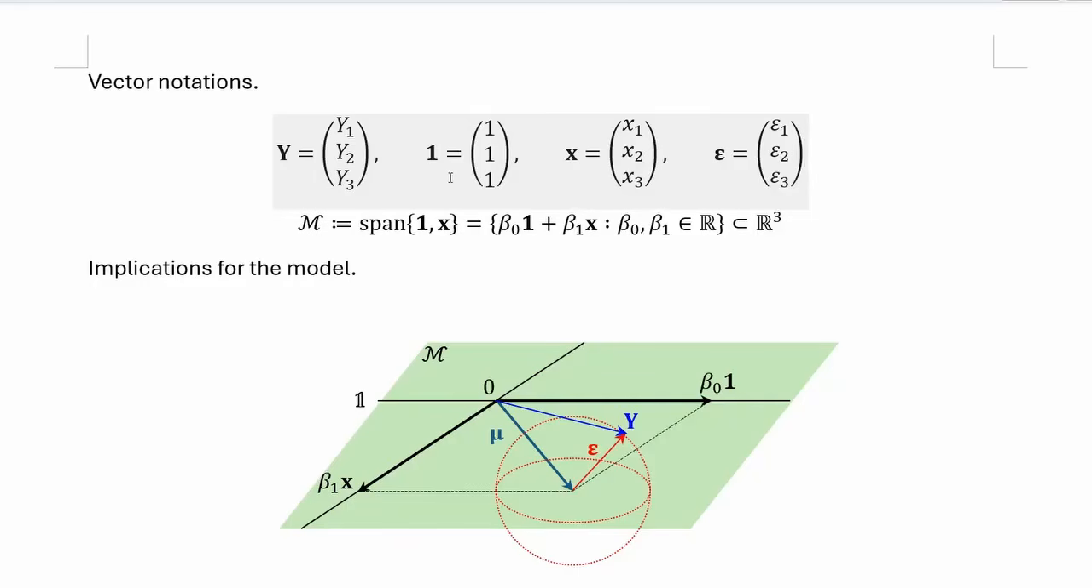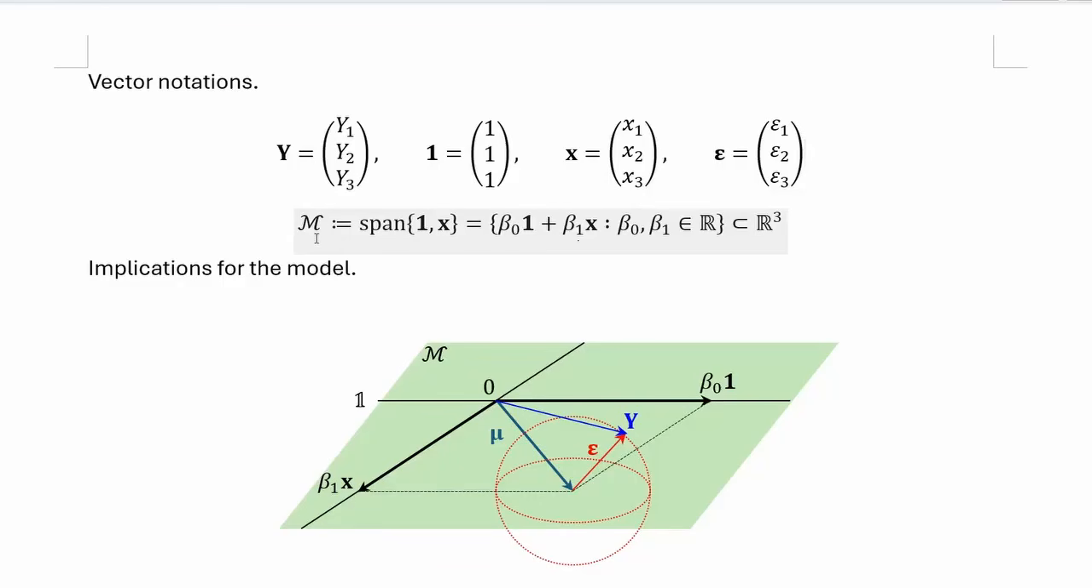And because 1 and X are fixed, they determine a plane in the space R3. That is the span of 1 and X. This consists of all the linear combinations of 1 and X. And we denote this plane as M. This plane M through the origin is a subspace of the 3D space.